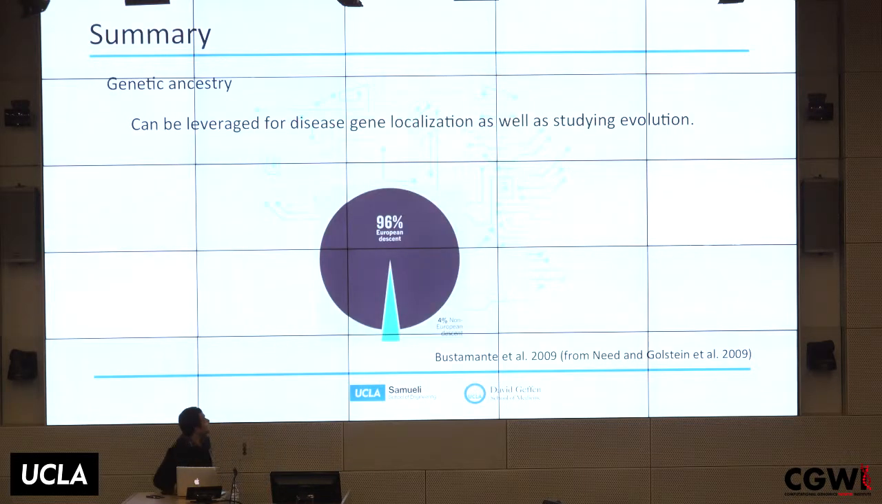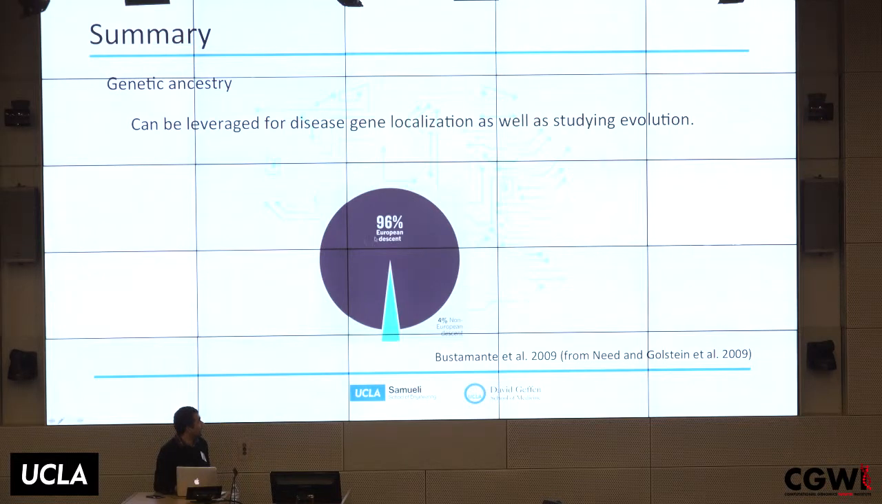All right, so just to summarize, I think genetic ancestry is extremely useful, both for disease gene localization as well as in studies of evolution. One of the reasons it's bound to be increasingly useful is that current genetic studies have mainly focused on populations of European ancestry. This was a paper from several years back which suggested that most of what we know about genetics comes from European populations. This has some serious consequences for both basic biology and our ability to generalize from these studies when we are looking at other populations.